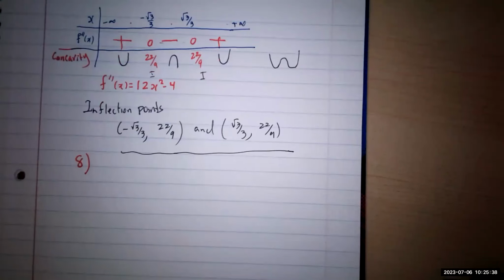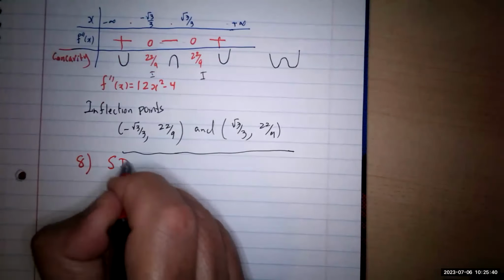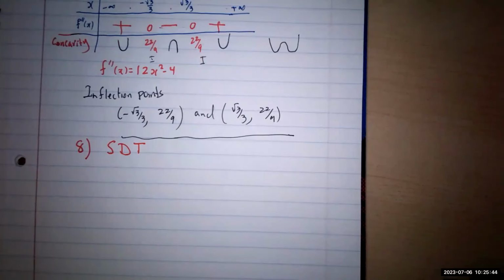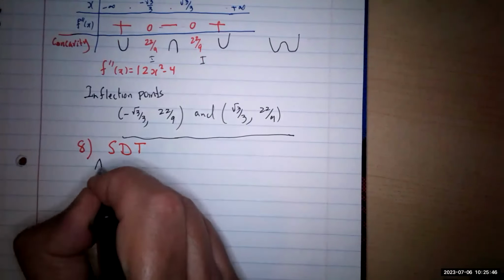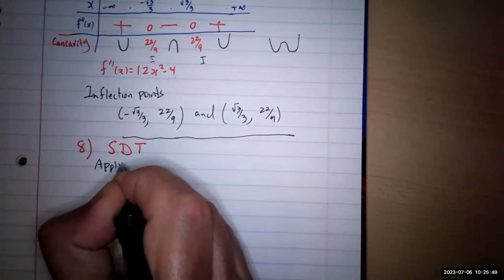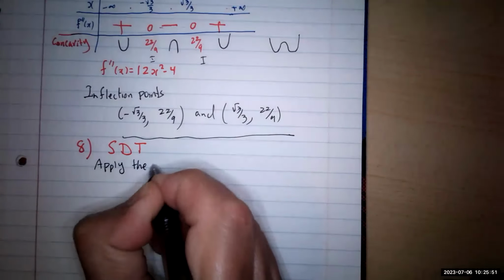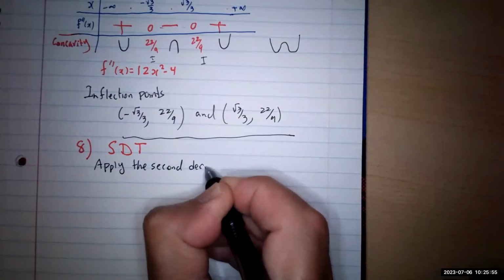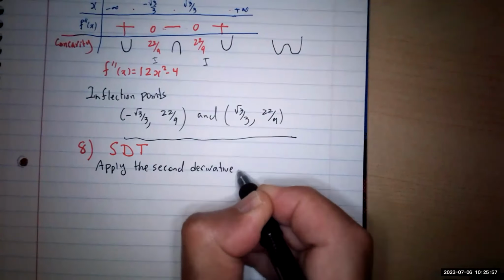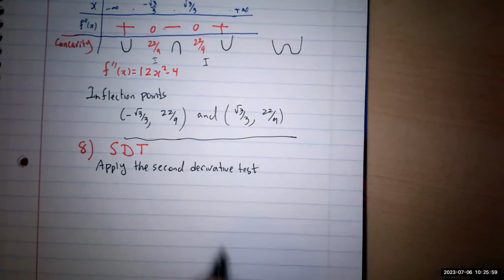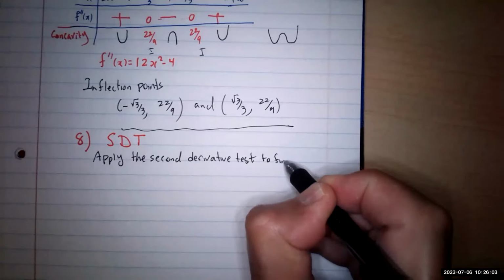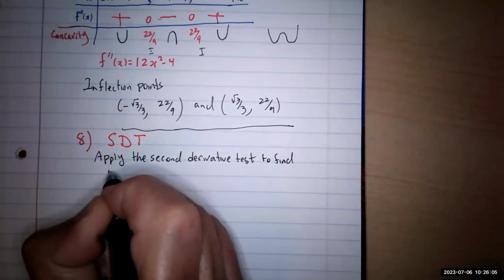Number 8, second derivative test. We are going to give instruction. The instruction is apply the second derivative test to find the maximum and the minimum, to find relative extrema.